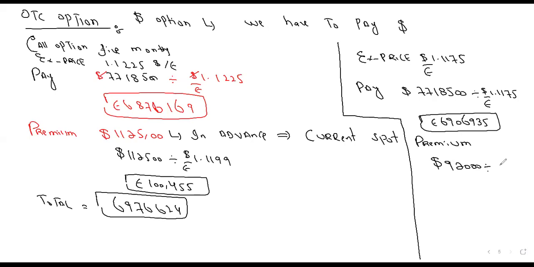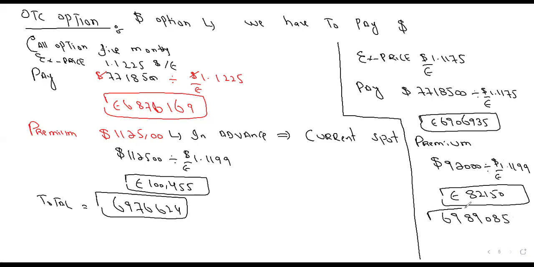Again, convert it. 1.1199 dollar over euro. So it will be giving 82150. And the total 6,989,085. Because it was an over the counter option, there will be no calculation of the number of contracts. There will be no calculation of that premium cost, which was the previous formula, number of contracts into contract size into premium in cents, because it is not an exchange traded option. It is an over the counter option.